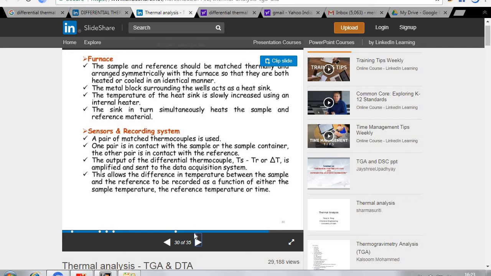Okay, and then you have the sensors for recording. A pair of matched thermocouples are used here. One is in contact with the sample or the sample container. The other is in contact with the reference. Okay, so you are going to use one pair, in which one will be in contact with the sample and the other one is for the reference. The output of the differential thermocouple, which is delta T, is amplified and sent to the data acquisition system. This follows the difference in temperature between the sample and the reference, and it is recorded as a function of the sample temperature and the reference temperature.